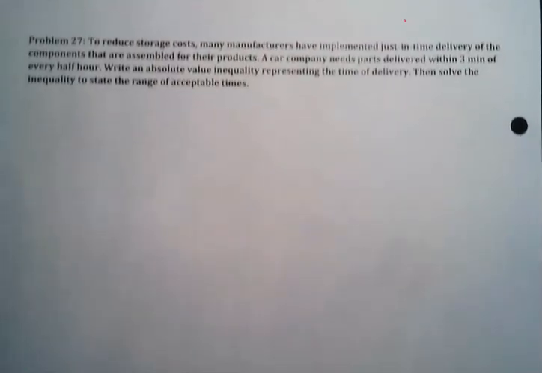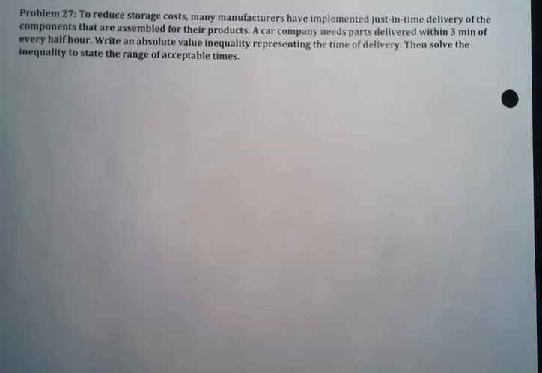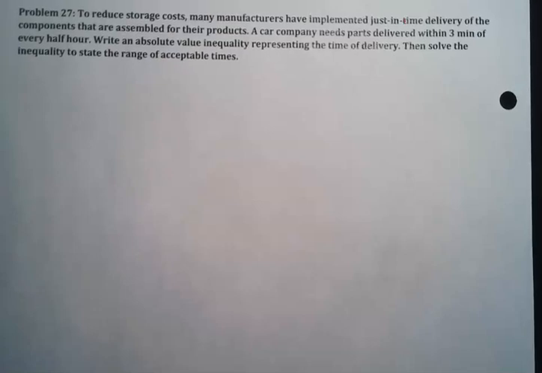And problem 27. If we don't get finished with that one, it wouldn't be the worst thing, but it would help you on your homework to have it. So problem 27 in your homework. To reduce storage costs, many manufacturers have implemented just-in-time delivery of the components that are assembled for their products. A car company needs parts delivered within 3 minutes of every half hour. Write an absolute value inequality representing the time of delivery. Then solve the inequality to state the range of acceptable times.